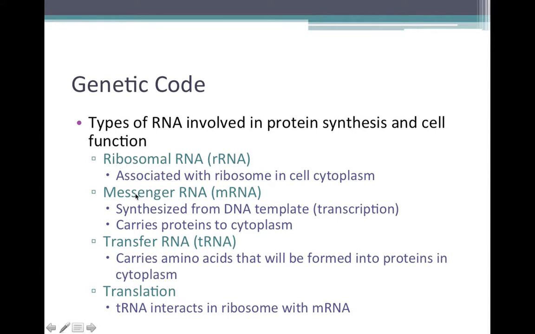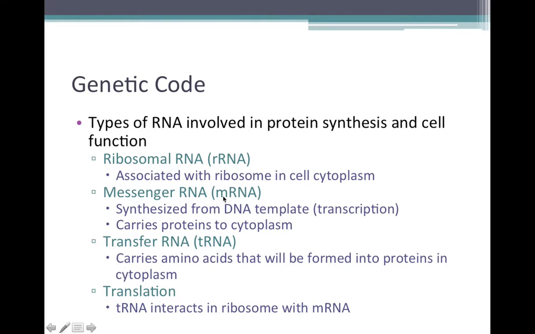Now, there's different types of RNA. We have ribosomal, messenger, and transfer. Ribosomal RNA is made by the nucleolus, and this is a type of RNA that basically works in conjunction with the ribosome to help make protein. We have something called transfer RNA that's also made in the nucleolus, and this is what helps carry amino acids to the ribosome.